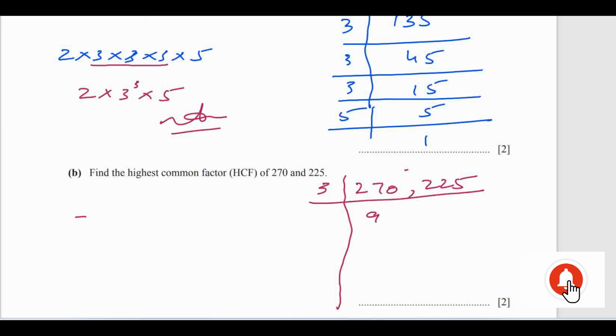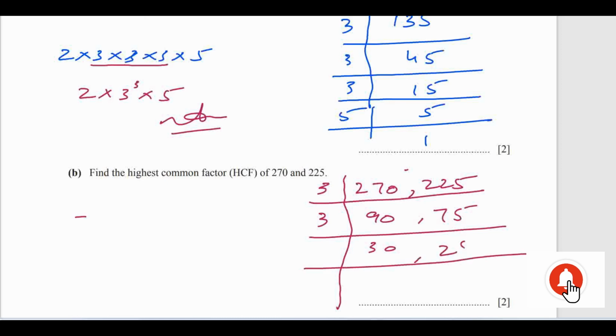3 9s are 27 and then 0, and for 225, 3 7s are 21, 3 5s are 15. Now further we can simplify it as 3. So 3 3s are 9, and this will be equal to 3 2s are 6, 3 5s are 15. Now 25 does not come in the table of 3, so we go to 4, which is not a prime number. It does not come in the table of 4 either, but we go to 5. 5 6s are 30 and 5 5s are 25. Now looking further, these two have no common factor, because even if we go ahead, they do not come in the same table. So that is why we stop here for the highest common factor.